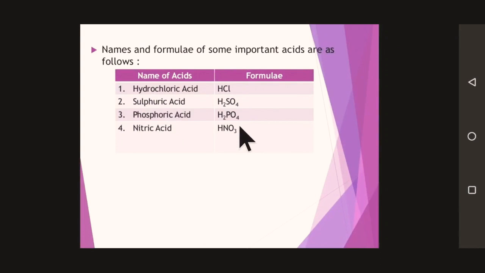Now here are again names of some acids, and basically they are inorganic acids. For example, hydrochloric acid, and the formula is HCl. Second is sulfuric acid, and the formula is H2SO4. Then there is phosphoric acid, the formula is H3PO4. And the last is nitric acid, and the formula is HNO3.